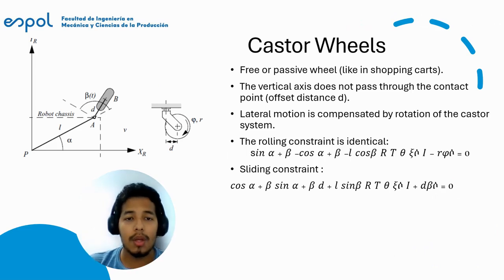For the caster wheel, the equations are similar but include an additional term of offset distance d. This offset means the vertical axis of rotation does not go through the contact point with the ground. As a result, when the robot moves, the caster automatically rotates to align itself with the direction of motion. The rolling constraint still makes sure there is no slip, but the sliding constraint now depends on both the steering angle beta and the distance d.